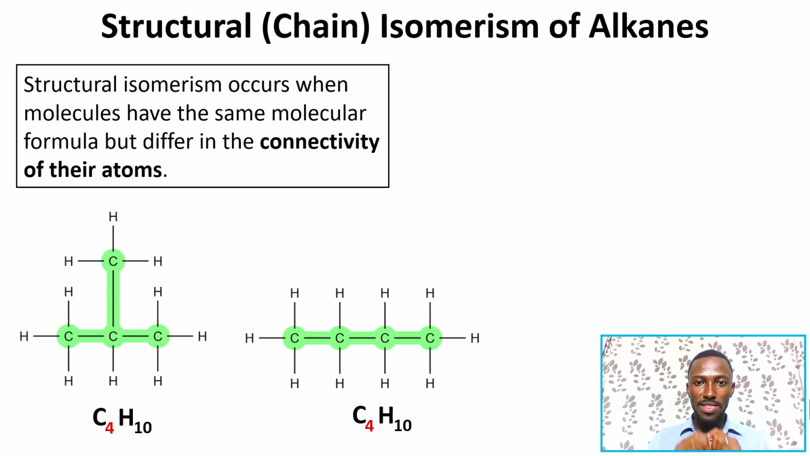So for the first one, there are 3 carbons, and the 4th carbon is sticking out from the middle carbon. And then the other one, the 4 carbons are arranged in chains. All of this was discussed in an earlier video, so please go watch it.